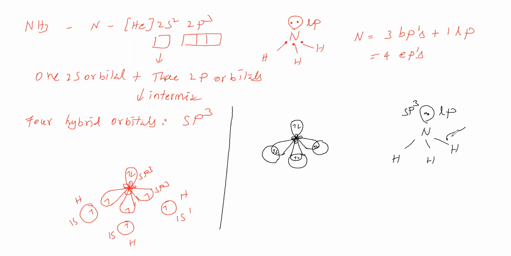This is a sigma bond. This sigma bond is formed by overlapping of the sp3 orbital of nitrogen and the s orbital of hydrogen. These 3 sigma bonds have the same nature. Therefore, these 3 sigma bonds have the same strength.